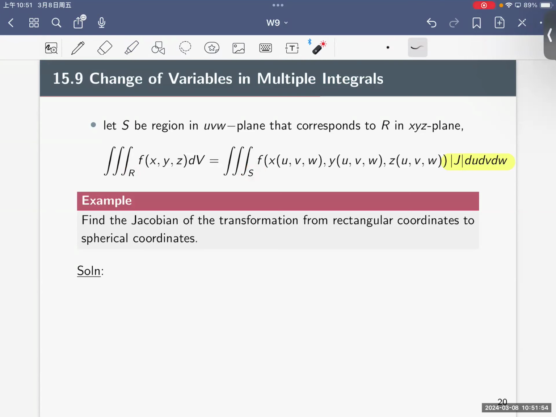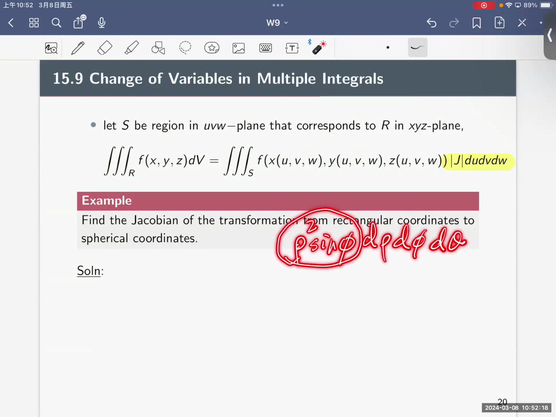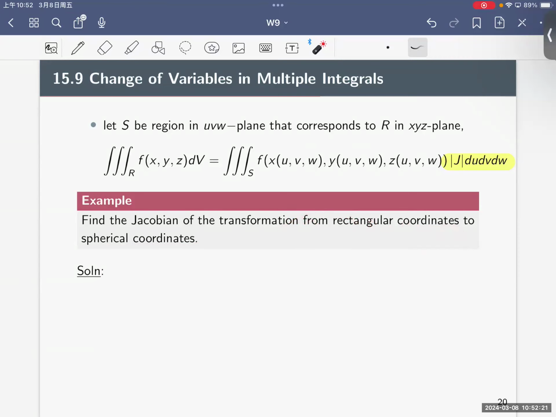Now we will use this result to find the Jacobian of the transformation from rectangular coordinates to spherical coordinates. Remember, when we do spherical coordinates, we never forget rho squared sine phi d rho d phi d theta. Now we will see why we always see this rho squared sine phi going with d rho d phi d theta. Rectangular coordinates in 3D, x, y, z, go to the spherical variables rho, phi, theta.